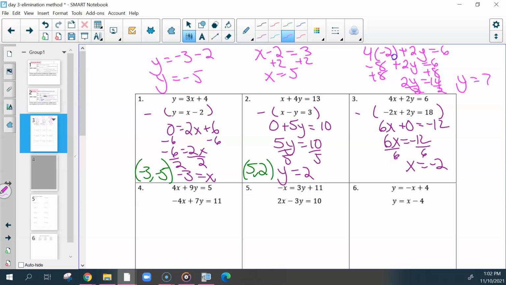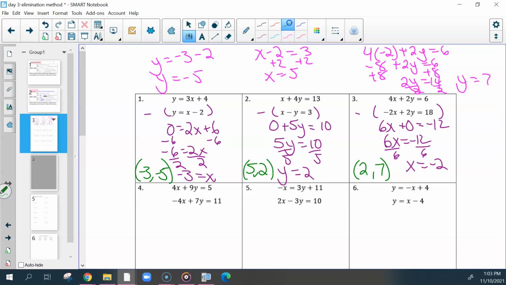You should get y equals 7. And then your ordered pair would be 2, 7. So far, all of our coefficients, or variables that we've eliminated, the coefficients have all been positive. That will not change.